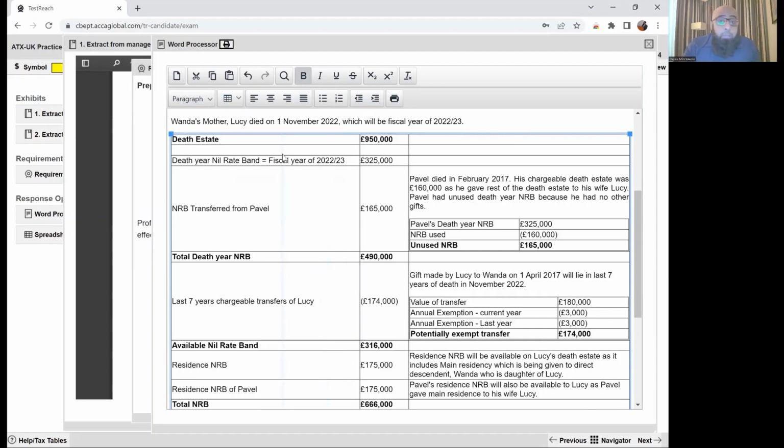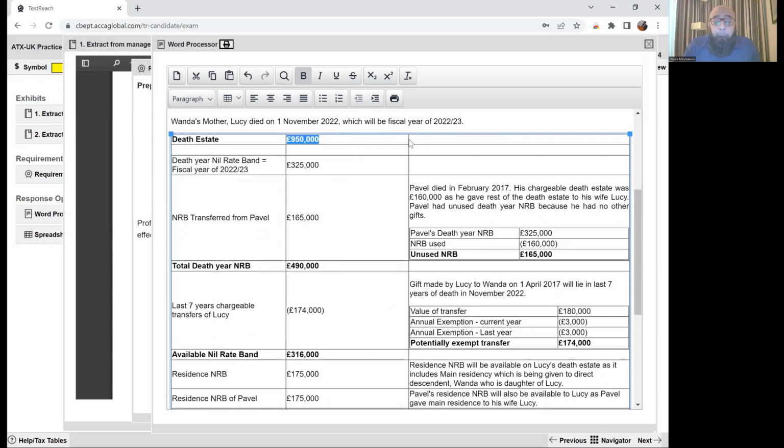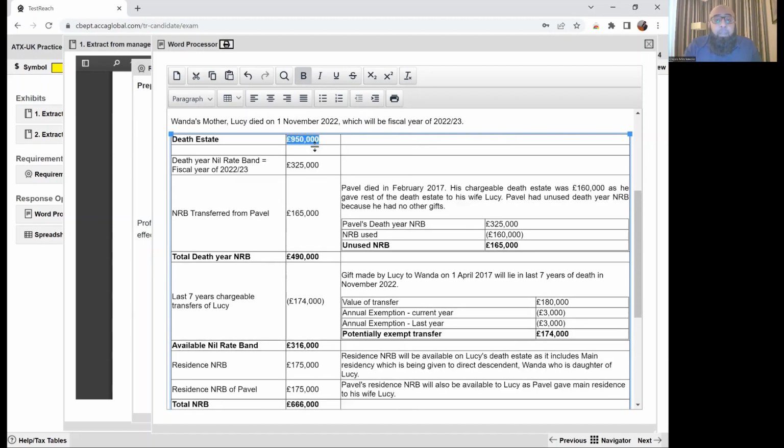Since Lucy died in November 22, the fiscal year of death will be 22-23. Okay. Lucy's own death year nil rate band. Okay. Lucy's death year nil rate band is 325,000. Okay, your own nil rate band.